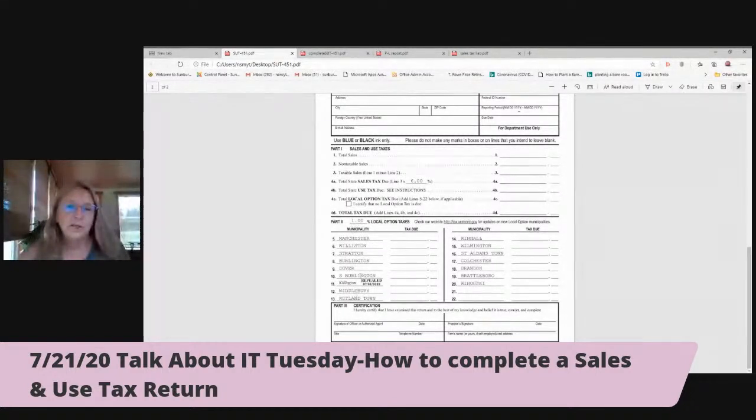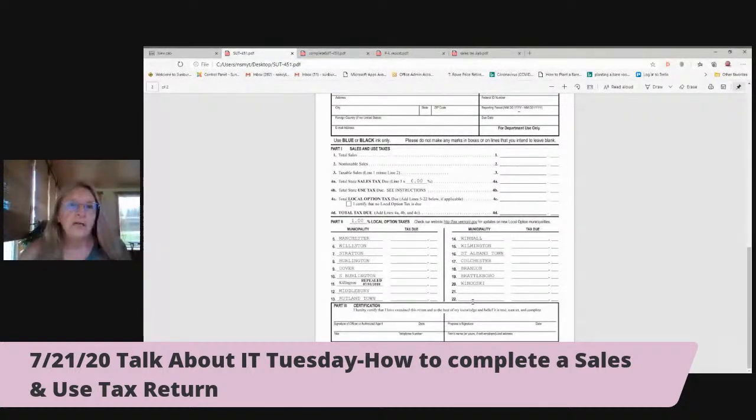And then, of course, we have our local options tax. Now, these are those towns where there is that extra 1% local option tax for anything that I deliver to or send to any of these towns.